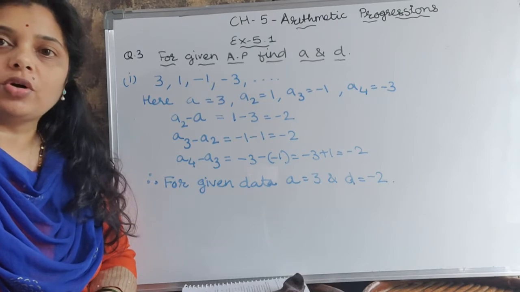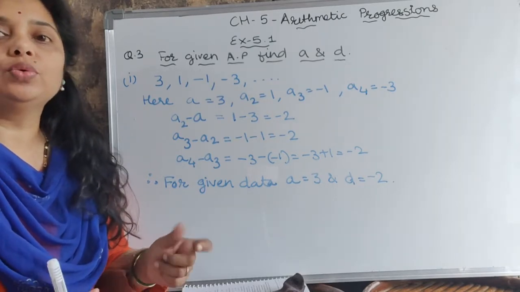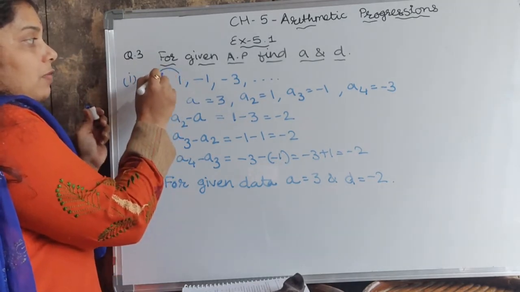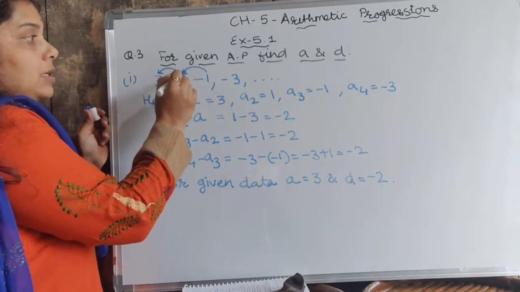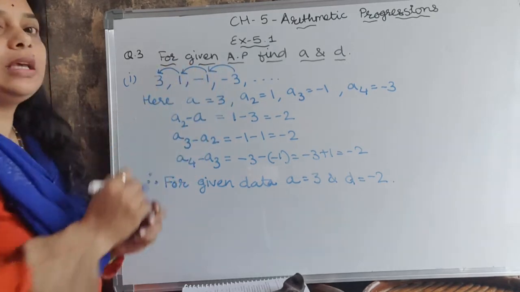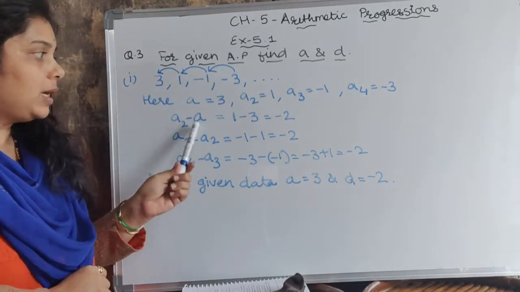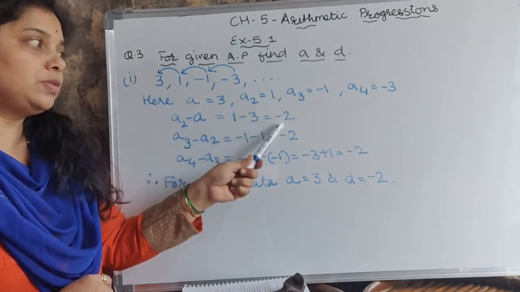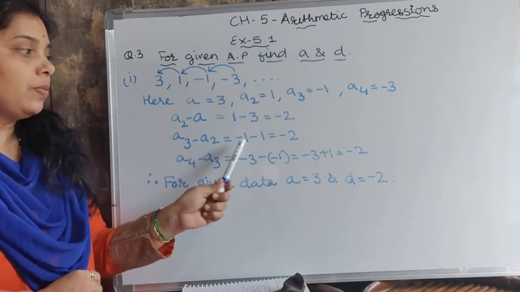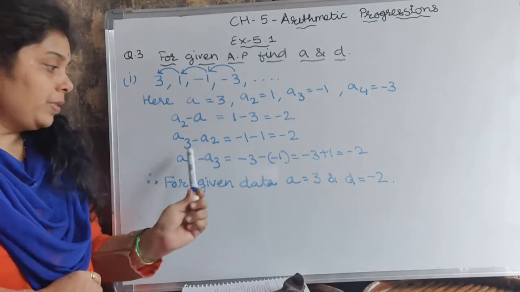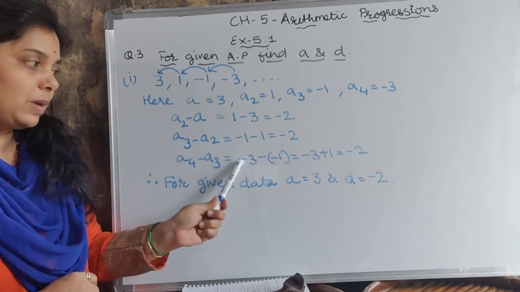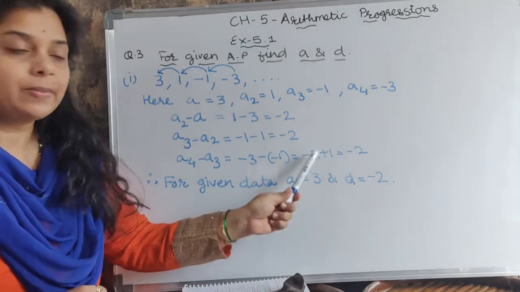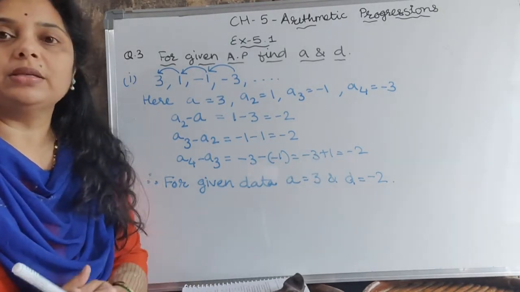And as you know, what is the common difference? The difference between two consecutive terms. Consecutive means A2 minus A1, A3 minus A2 and A4 minus A3. So here A2 minus A, or A1 we can say, it is 1 minus 3, so it is minus 2. A3 minus A2 is minus 1 minus 1, which is minus 2. A4 minus A3, so A4 is minus 3 minus, and again A3 is minus 1, so minus minus is plus. So minus 3 plus 1 is equal to minus 2.